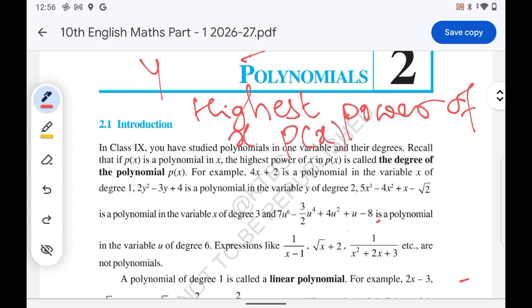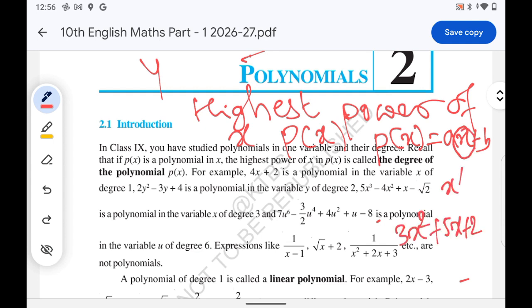If your p of x is ax plus b, this is your polynomial, and here variable is x and its highest power is 1. So your polynomial may be 3x square plus 5x plus 2. Here variable is again x only, the highest power is 2, and its degree of 2 becomes the degree of polynomial. So what do you understand?